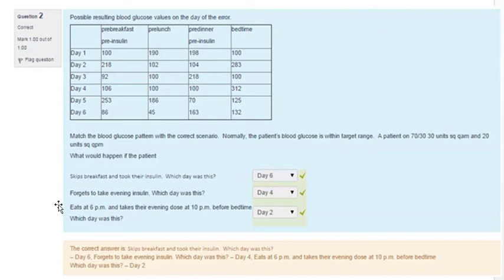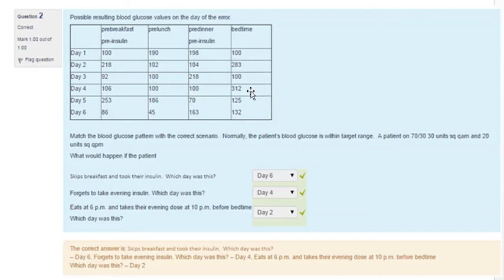Okay, so the second question, or the second scenario, they forget to take their insulin in the evening. They've had their meals and they just didn't take their insulin in the evening. So the next time they check their blood sugar, you would expect their blood sugars to be high. So we're looking for bedtime blood sugars that are high. We have 2 days, day 2 and day 4.